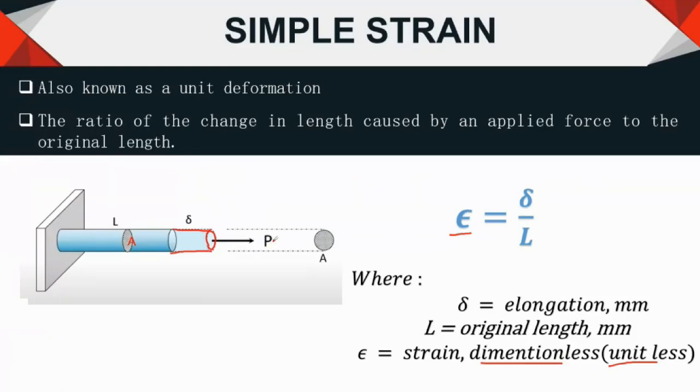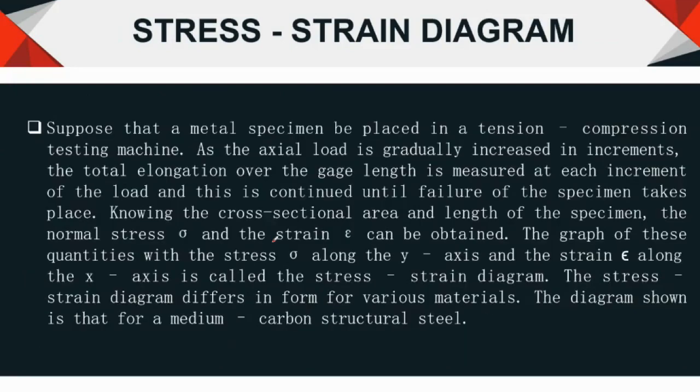So, meron tayong tinatawag din na stress-strain diagram. So, suppose that a metal specimen be placed in a tension or compression testing machine. As the actual load is gradually increased in increments, the total elongation over the gauge length is measured at each increment of the load and it is continued until failure of specimen takes place.